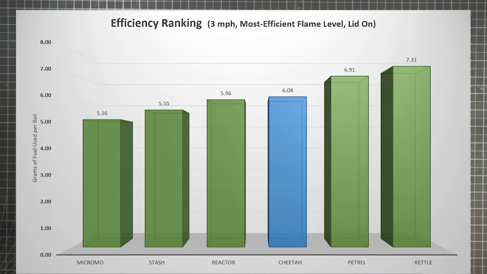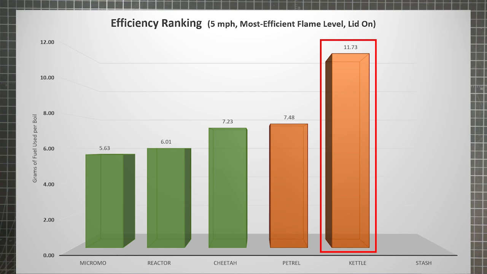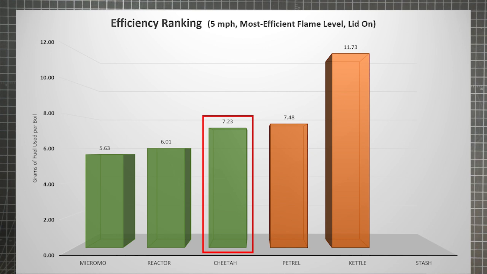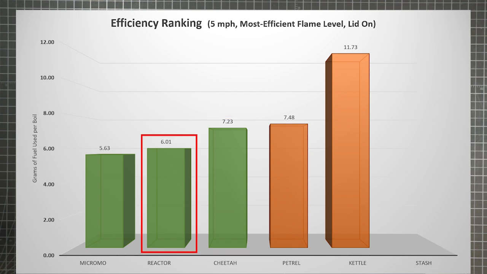And it is, after all, a dedicated windscreen option. At 5 miles per hour, the Kettle needs a high flame just to stay in business. The Petrel also prefers high versus the Cheetah, with similar performance that's still happiest on medium. Not to be missed, however, is the famous Reactor is only in second place, even with a relatively strong breeze.